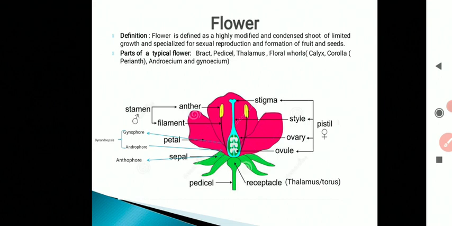Now, when all the four sets of whorls, that is calyx, corolla, androecium and gynoecium, are present in a flower, it is known as a complete flower. When all the floral whorls are present in a single flower, only such a flower is called a complete flower. If any one of these is absent, it is called an incomplete flower. So if any one, that is either calyx or corolla or androecium or gynoecium, is missing in the flower, such flowers are called incomplete flowers. So this is regarding the definition and parts of a typical flower.